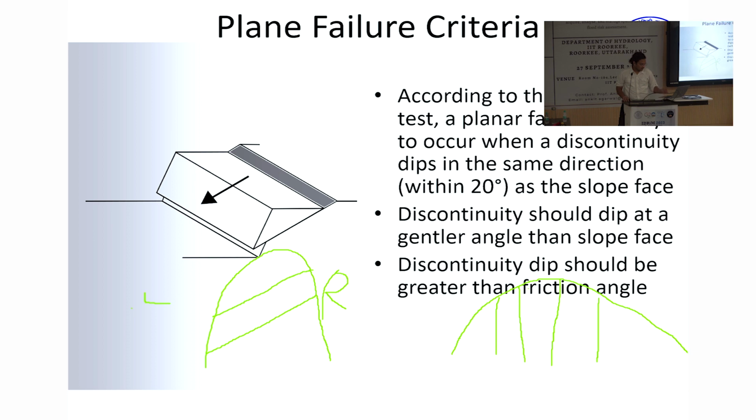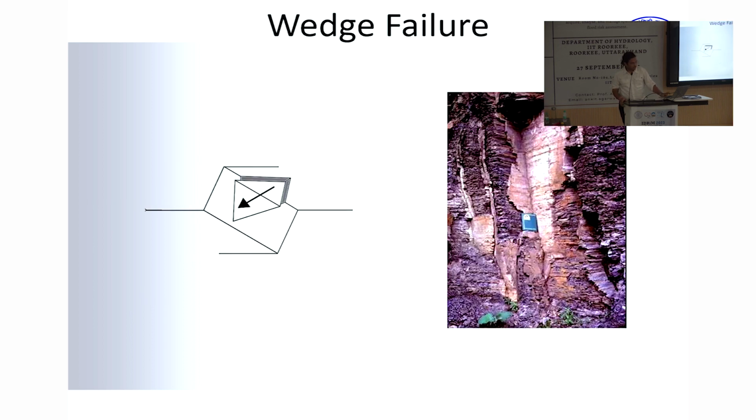Then the third is that the angle of the discontinuity should be greater than the friction angle. So these are the three rules which we need to know for both of the landslides, planar as well as wedge. The discontinuity should be in the same direction as the slope, the discontinuity should have a lesser dip than the slope, but the discontinuity should have a higher angle than the angle of internal friction. For the wedge, instead of the discontinuity, we use the intersection of the wedge.